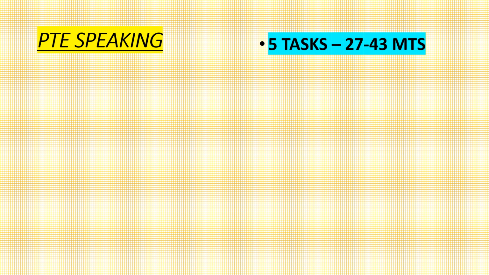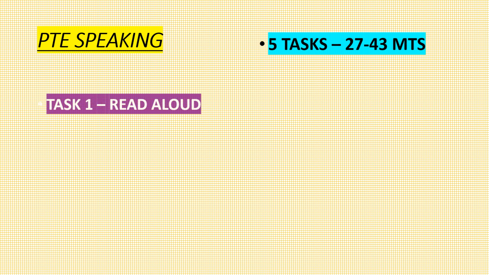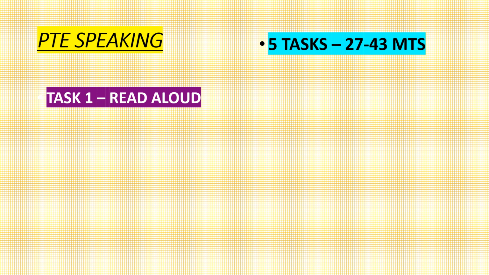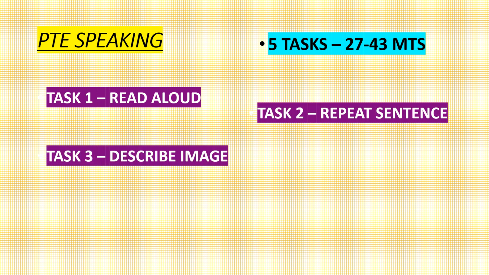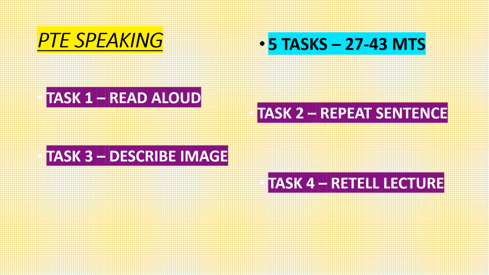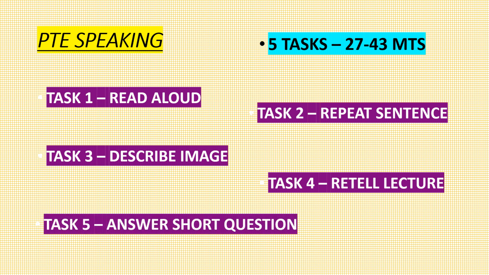All right, beginning with the first question of PTE speaking, let's first take a look at the 5 tasks. All in all, the total of 5 tasks takes around 27 to 43 minutes. Task 1 is read aloud, task 2 is repeat sentence, task 3 is describe image, task 4 is retell lecture, and task 5 is answer short question. So friends, in this video, I'm going to be specifically talking about read aloud, which is task 1.